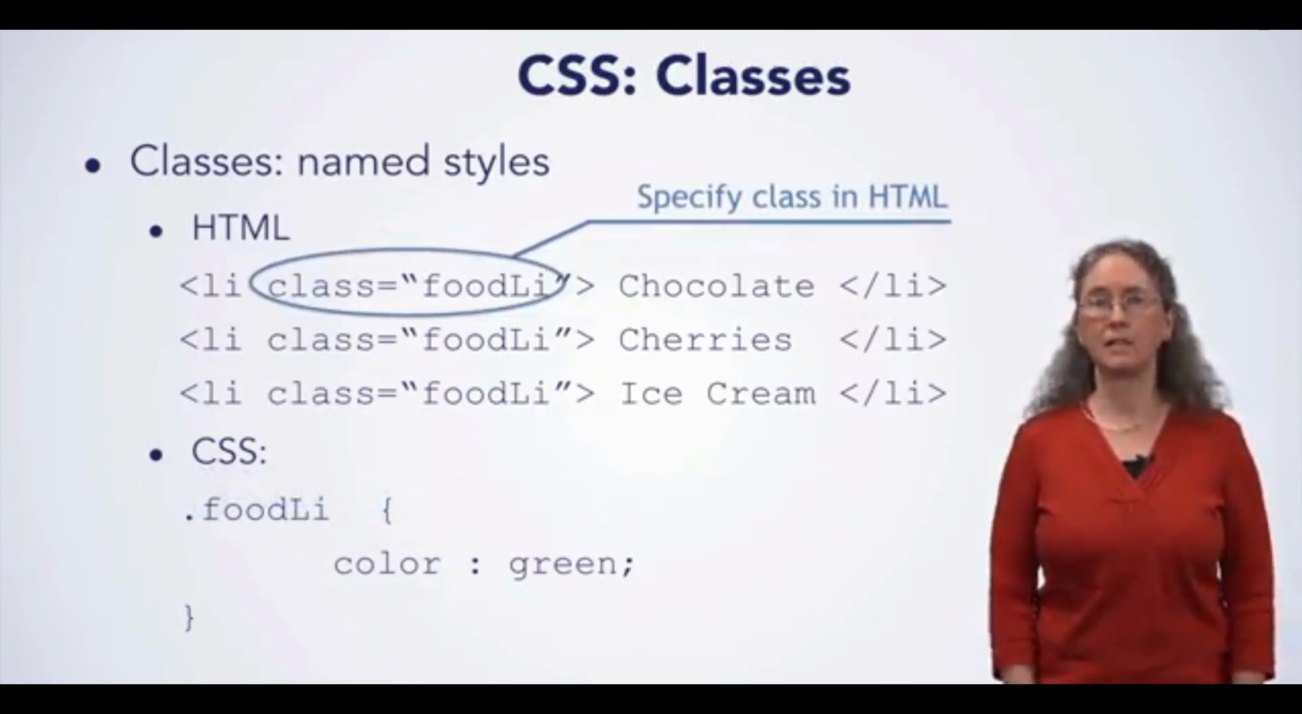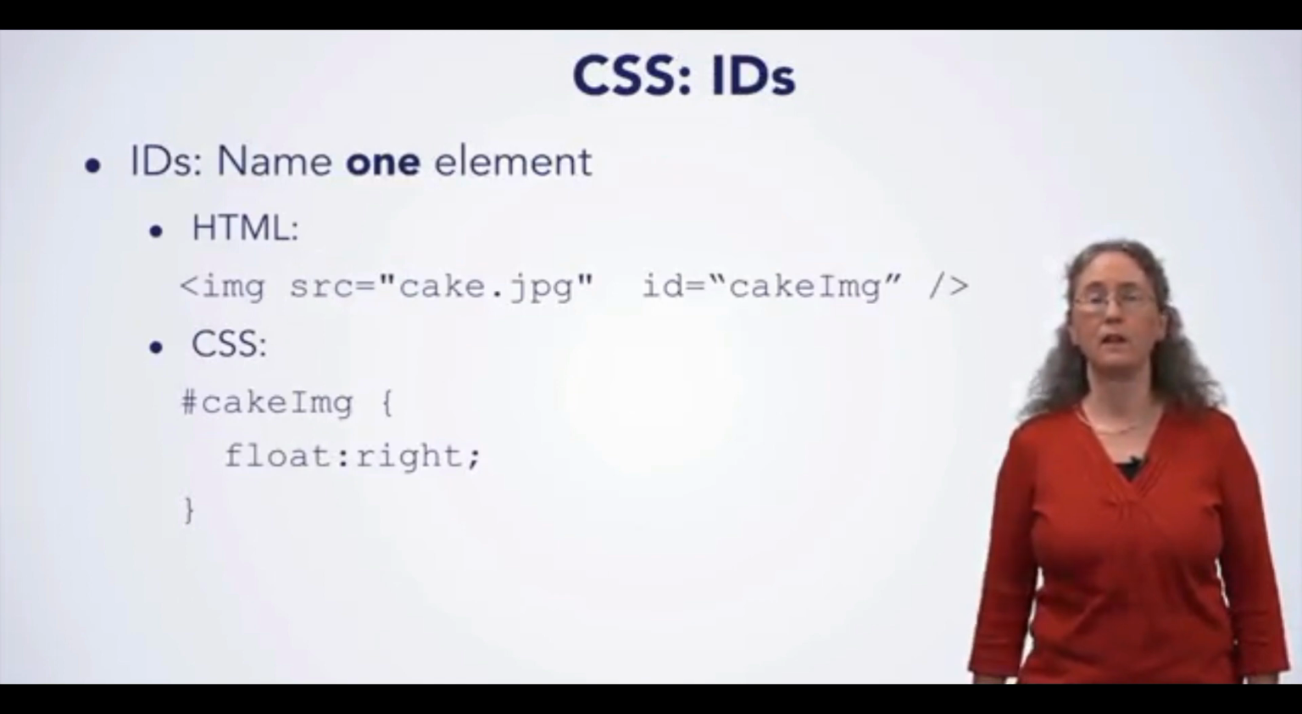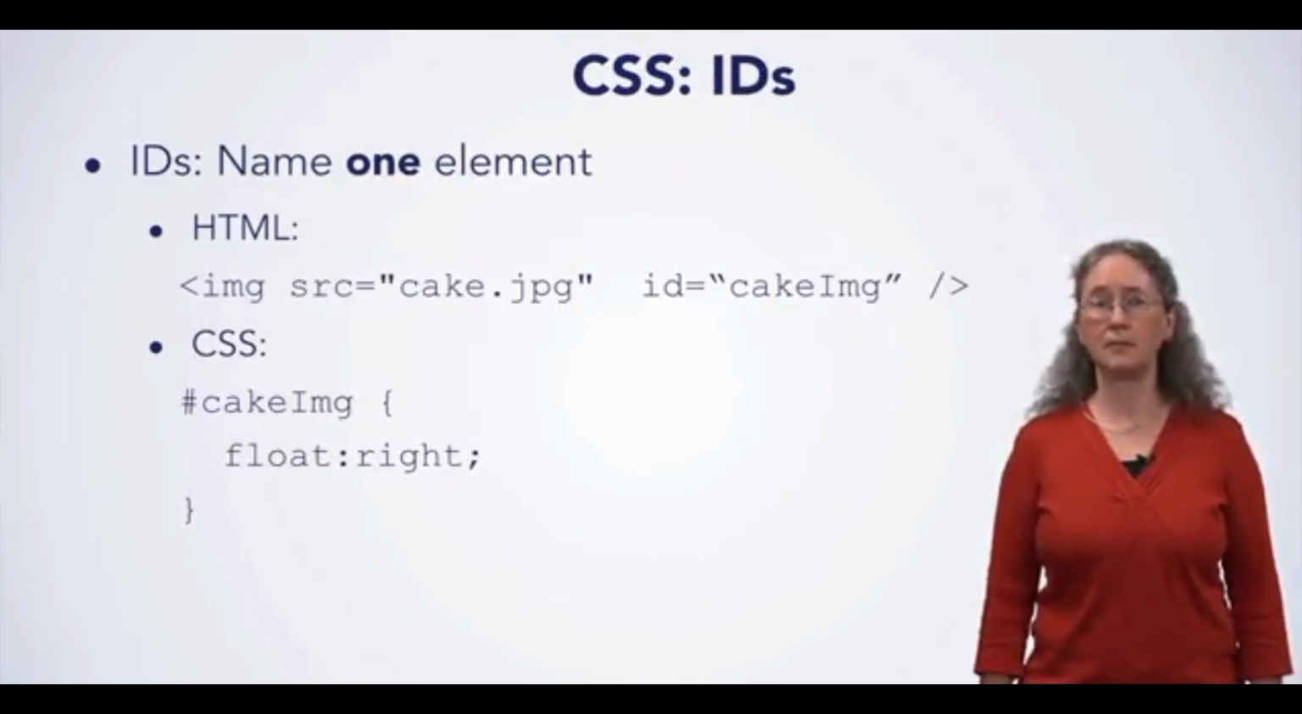If you look back at the HTML, now that you've seen the CSS, you can see where the name we picked came from. It matches up with the class name we picked in our CSS. Another way to style only some of a particular element type is to use an ID. An ID names one particular element.